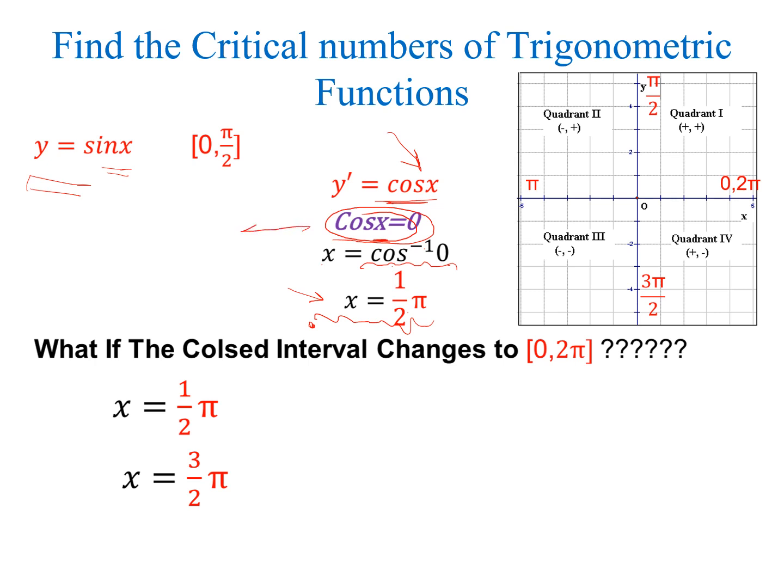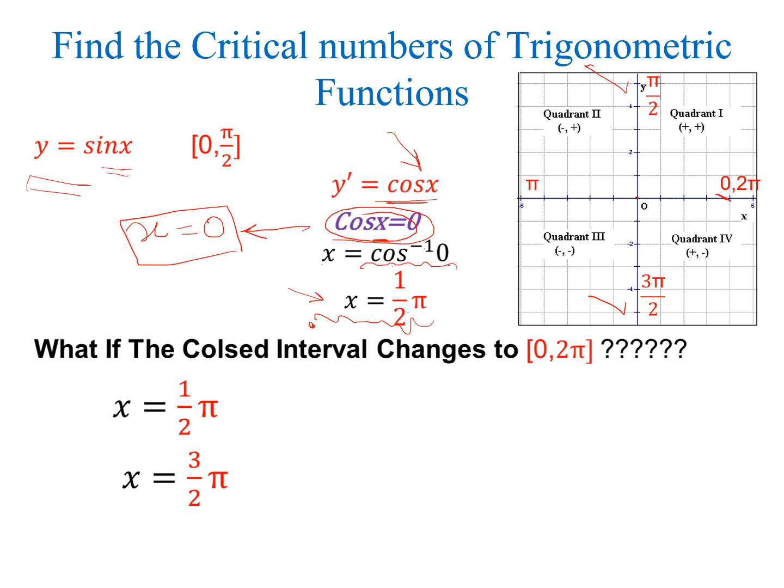Now what comes to your mind when you see cos of x equals 0? That in the coordinate plane, the x value is 0. So I will ask myself how I will find this. I will go to the coordinate plane and ask where my x is 0. I have x equal to 0 when the angle is pi over 2. I also have x equal to 0 when the angle is 3 pi over 2.